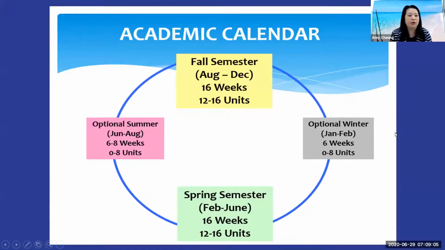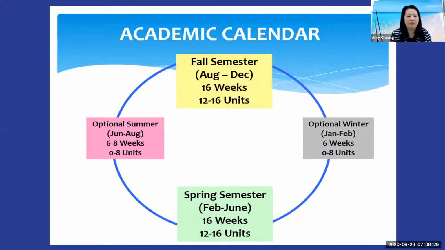Okay, so in PCC, we have 4 terms. Only the fall and spring semesters are required for international students. So if you would like to attend winter and summer, that's perfectly fine. It's just that you're not required to attend school 4 times a year. You only require fall and spring.